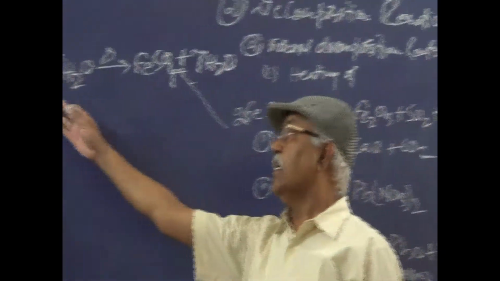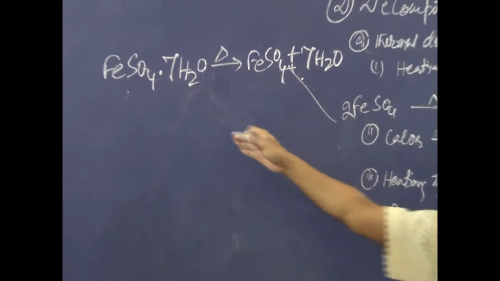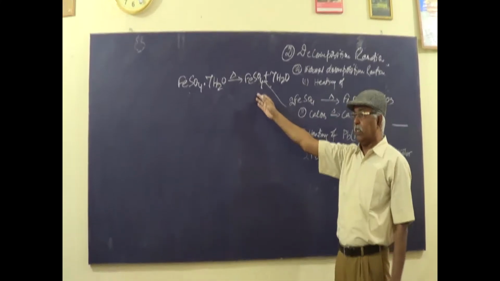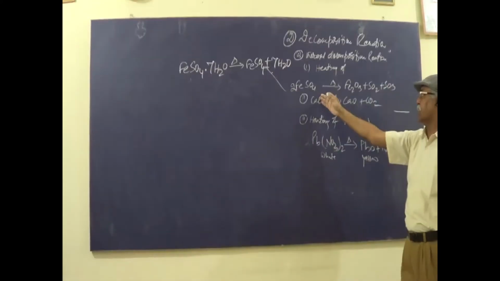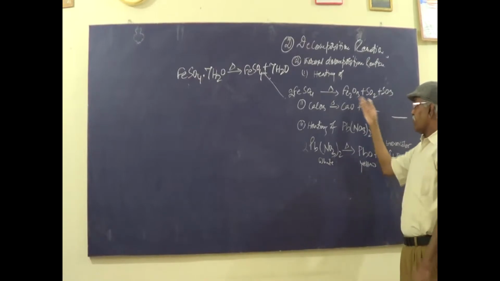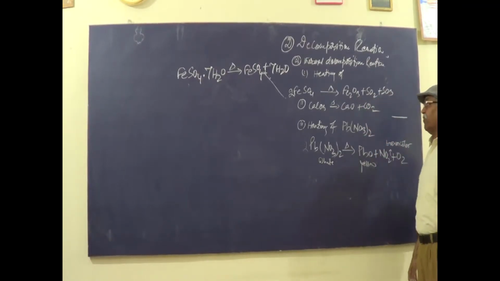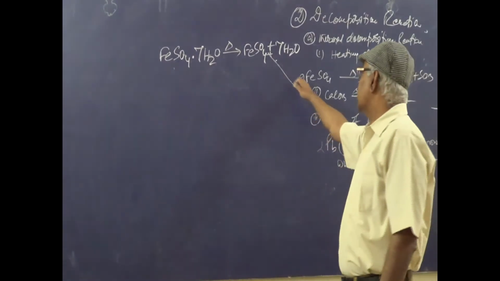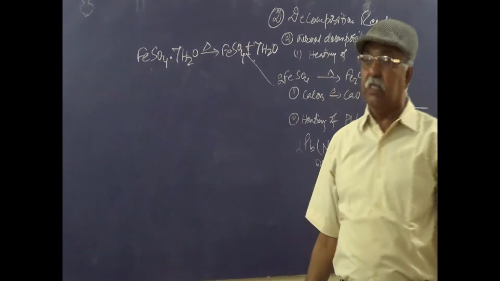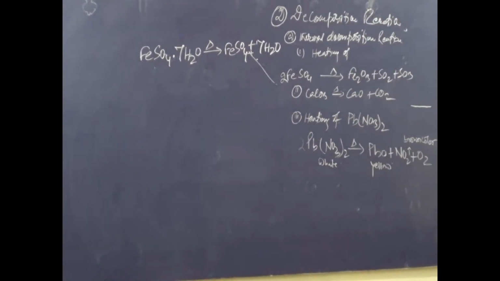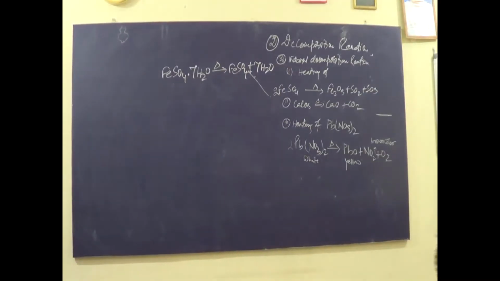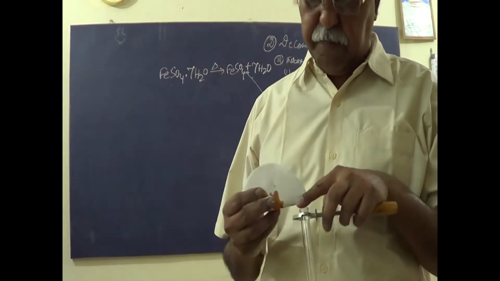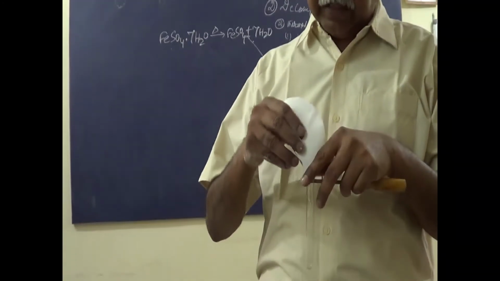Initially, when you heat it, it will lose the water of crystallization, and the green color of the crystal will get converted into white. If you further heat it, it will give you Fe2O3, SO2 and SO3, and the sulfur dioxide fumes will be clearly visible to you. I am going to explain this by heating the FeSO4.7H2O. Just see. Children, I am taking a test tube in which I am putting the FeSO4.7H2O.